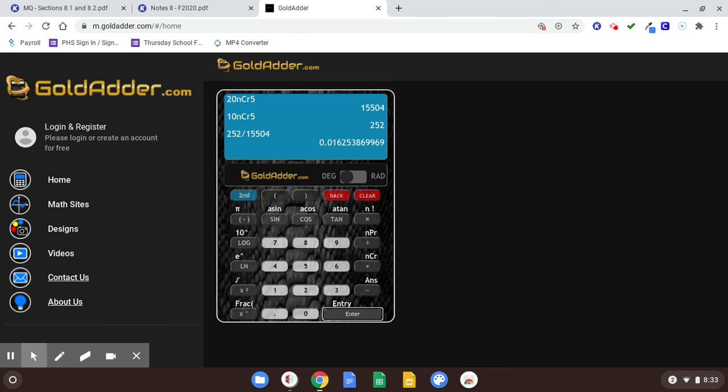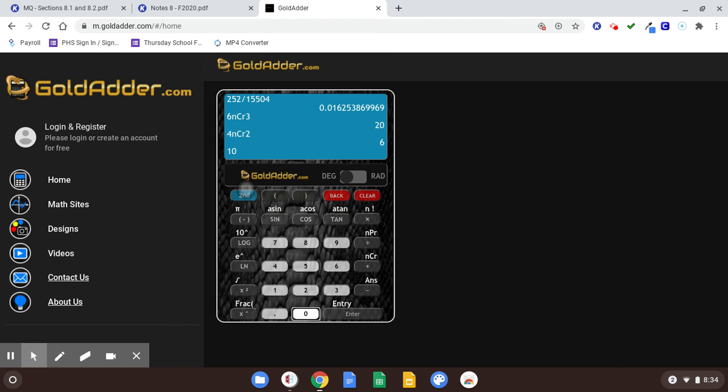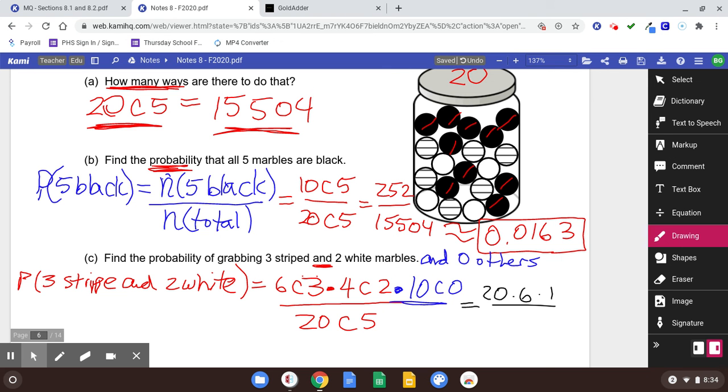So what's 6 choose 3? And 4 choose 2. 20 times 6, and incidentally, 10 choose 0 is 1. Anything choose 0 is going to be 1. And 20 choose 5 was 15,504 again. So you're going to have 120 over 15,504.